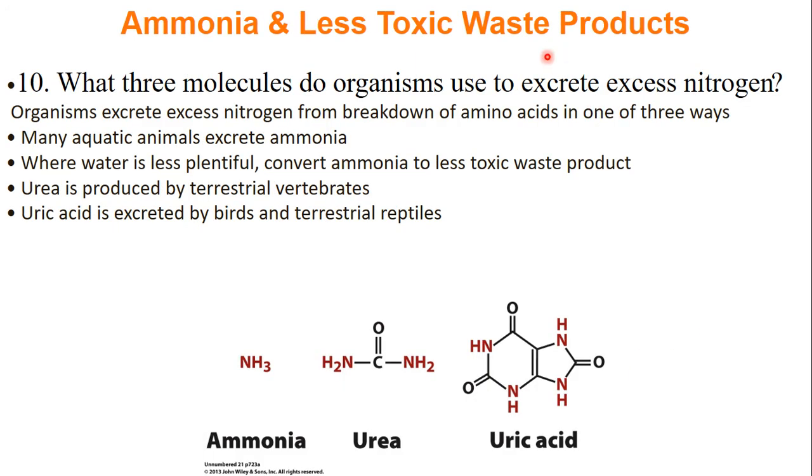What three molecules do organisms use to excrete excess nitrogen? Ammonia, urea, uric acid. So if you're aquatic, you can just get rid of ammonia. If you're not surrounded by water all the time, you're either going to break it down into urea like we do, or uric acid like birds and terrestrial reptiles do.